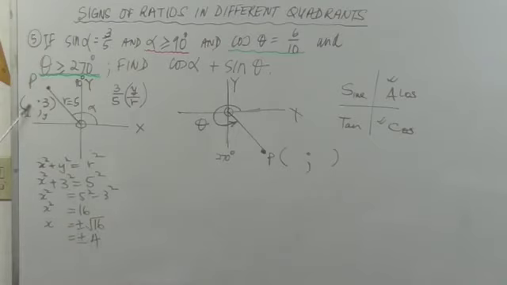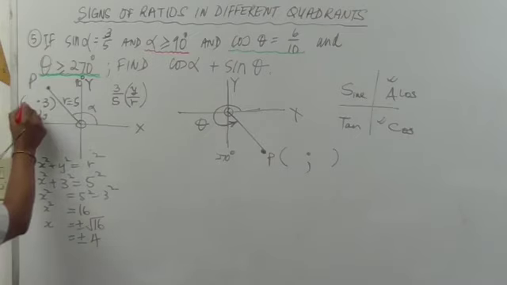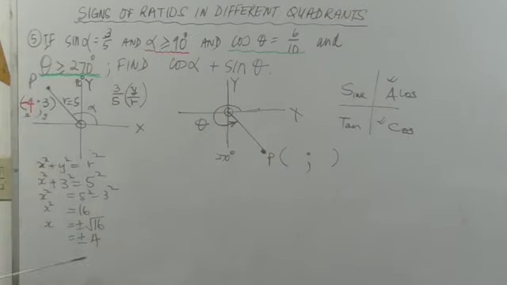Now in this quadrant, we're going to make a choice. In this quadrant, X is negative. Therefore, you'll have to choose the answer minus 4. So you make the choice minus 4, because in this quadrant, X is negative.